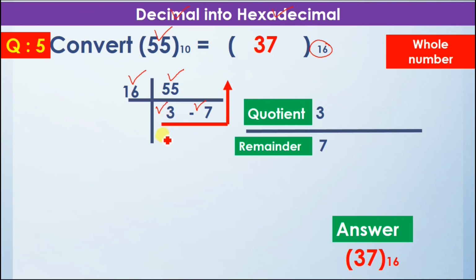And we will calculate the answer by moving from bottom till top like that. So here we can say that the answer is 37. The number 55 in decimal is equal to 37 in hexadecimal. So this is how we can convert it.